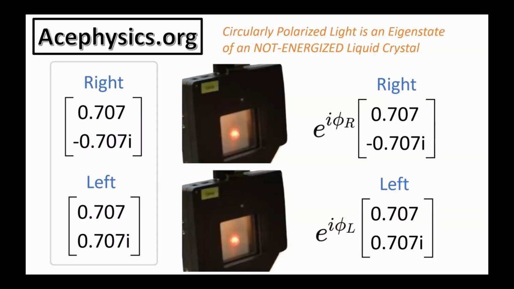Linearly polarized light is the input for an LCD projector. Circularly polarized light is the input for a holographic projector. Circularly polarized light is an eigenstate of a non-energized liquid crystal. There will be an animation later in the video to help you understand this, along with a fantastic demonstration of how a holographic projector forms an image as the light propagates through space.